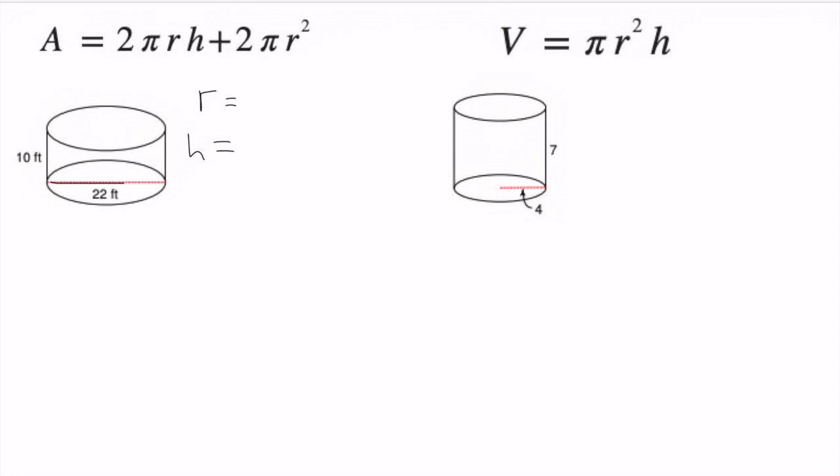In these ones again, for radius, we have our height. This has a diameter. We need half of that to give us our radius. So we're going to take 22 divided by 2, which gives us 11. So we have a radius of 11 and a height over here of 10.